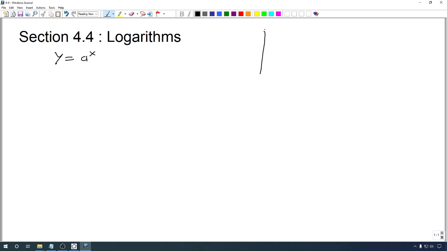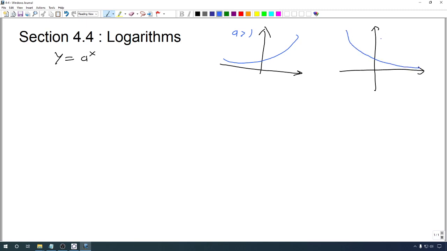We always had our graph that was something like this. This is when a is greater than 1 specifically. Sorry for the slant on that. And when a is between 0 and 1, it looks like that. It's always increasing or always decreasing. Specifically, that means it never repeats a y value. It's what we call 1 to 1. And when a function is 1 to 1, it allows us to look at what we call the inverse of the function.